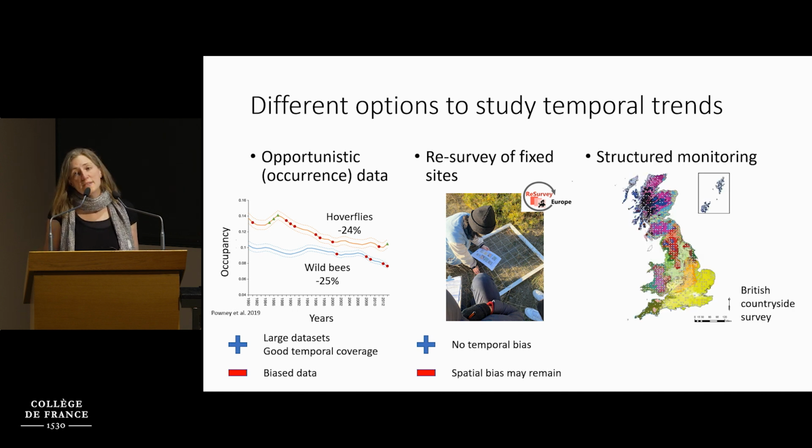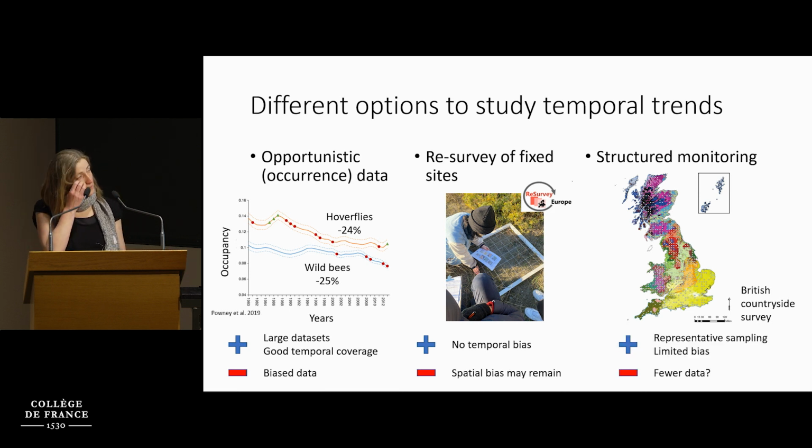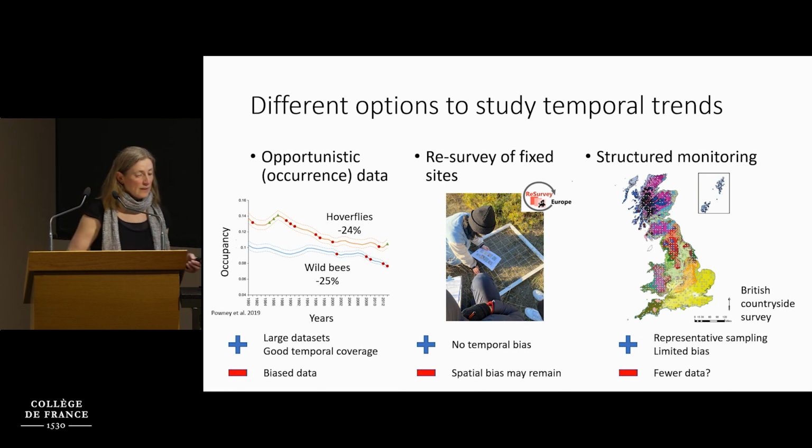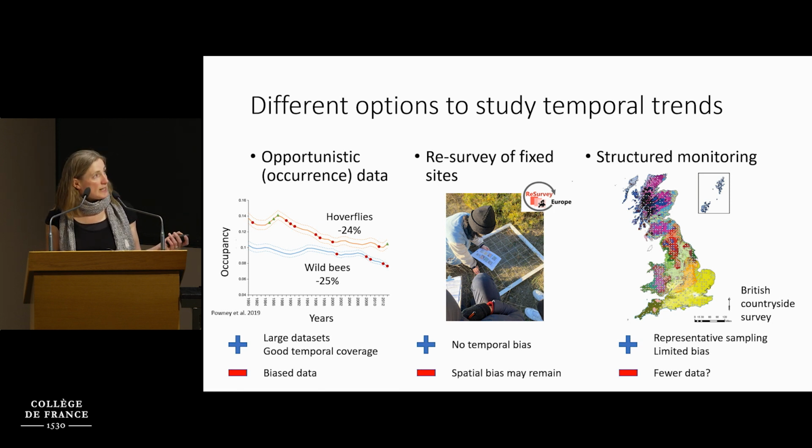And finally, the gold standard to really document temporal changes without any bias is a structured monitoring scheme with representative sites that are chosen at random on a given territory, fixed sites that are visited on a regular basis, and ideally a monitoring of all species within the site. This type of monitoring eliminates part of the biases, and in some cases completely, but it takes more time to collect this data than, for example, opportunistic data, and it may be associated with fewer data than the other options. And all three options will be presented today.